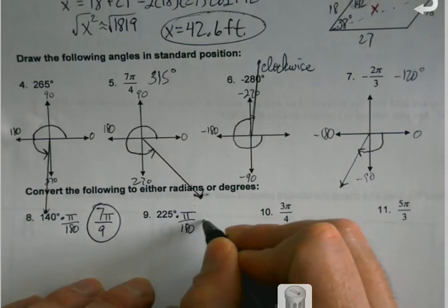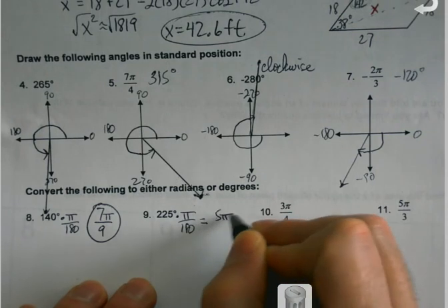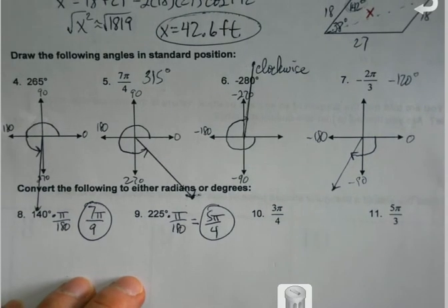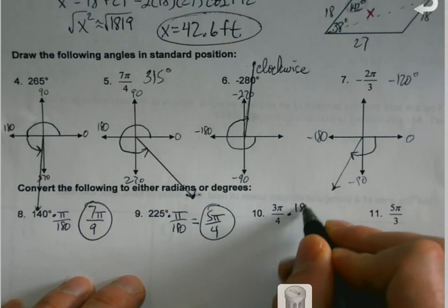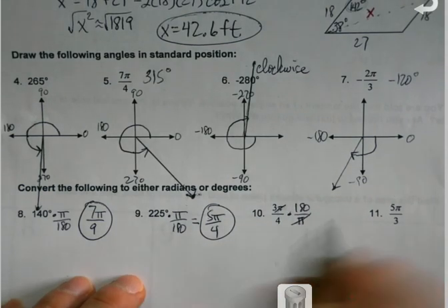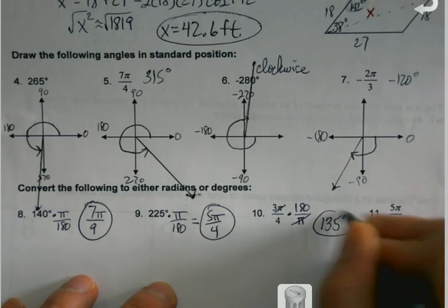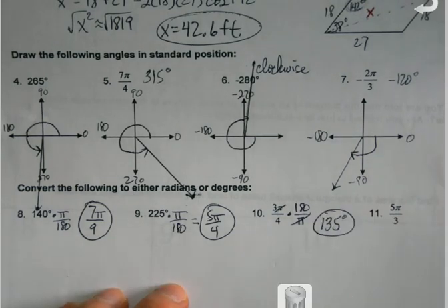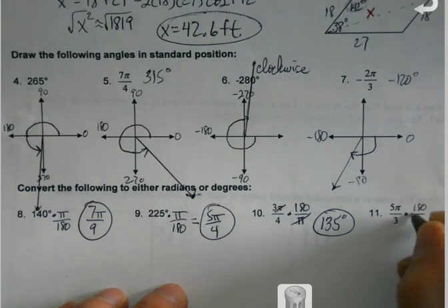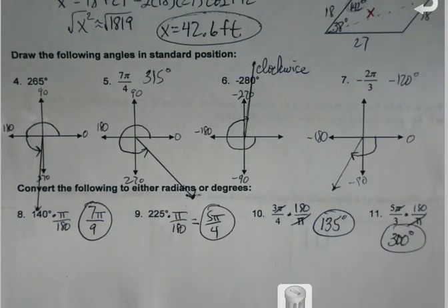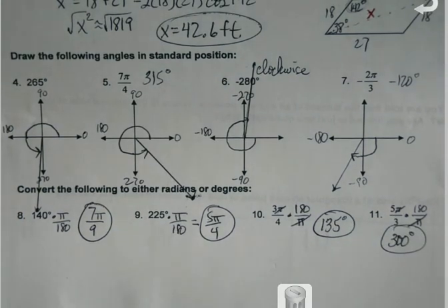So pi over 180, and simplify. And the easiest way to remember, of course, besides knowing you should have pi when you're going to radians, is when you're going the other way, we need the pi in the denominator, so the pi's cancel. Seems reasonable. And 540 divided by 4 is 135. Pi's canceled. 900 divided by 3 is 300, and we're looking good.